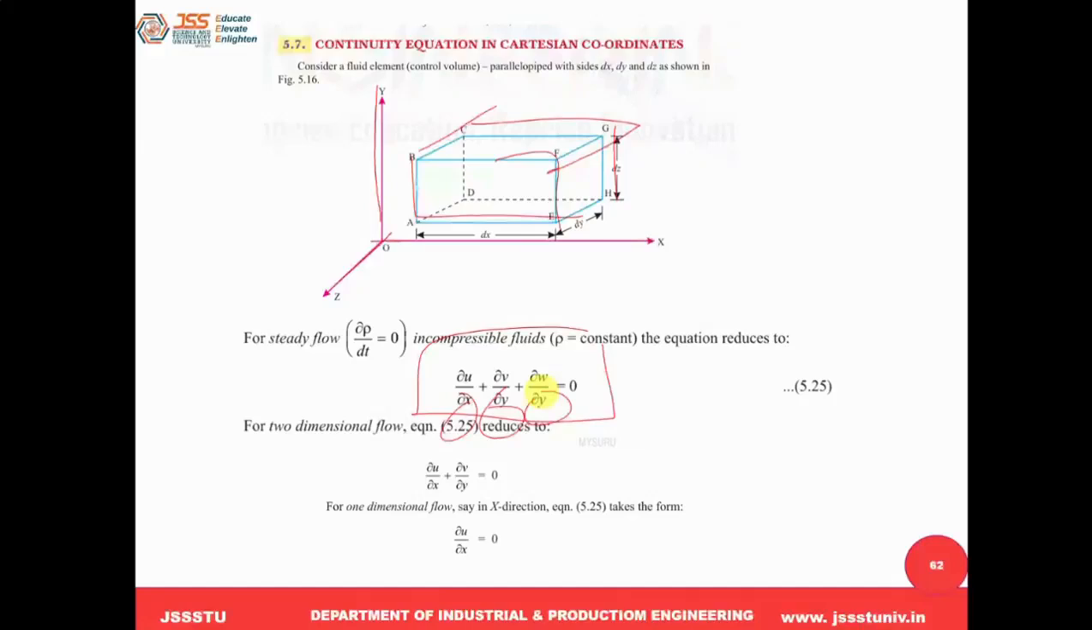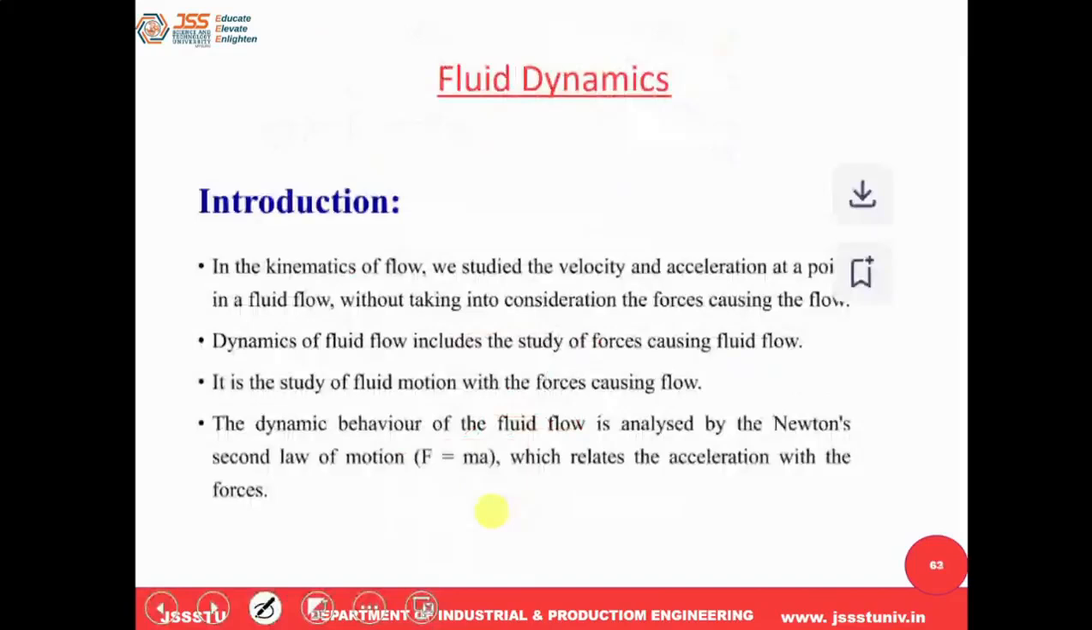This is in case of steady flow, and this is 3-dimensional. In case of 2-dimensional flow, w will not be there, only x and y, so that term is eliminated. Then only dou u by dou x plus dou v by dou y equal to 0. In 1-dimensional flow, it is only dou u by dou x equal to 0. That's all about the kinematic part. Hope you are clear on that.